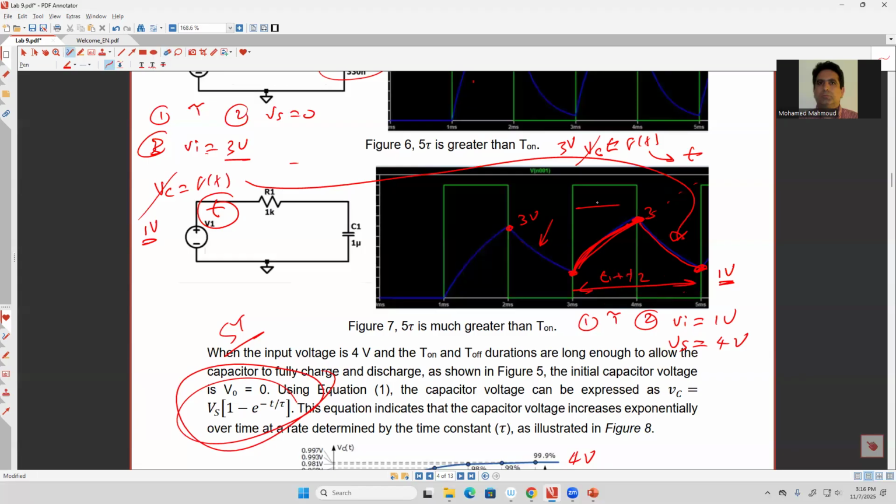This time here is T1. This time here is T2. Okay. And once you have this time period, you can calculate the frequency of the signal. So frequency should equal 1 over T1 plus T2. Okay. This is by calculation.